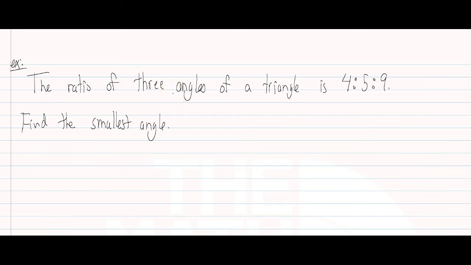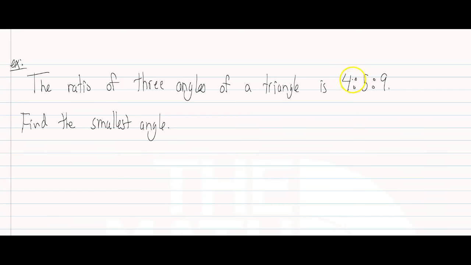And next up, we're going to use this idea of proportions and apply it to triangles in geometry. If the ratio of 3 angles of a triangle is 4 to 5 to 9, find the smallest angle. So if the angles themselves were 4 degrees, 5 degrees, and 9 degrees, they wouldn't add up to 180 degrees. So this trial and error could get us some potential answers. Instead, we're going to go for a more direct way.